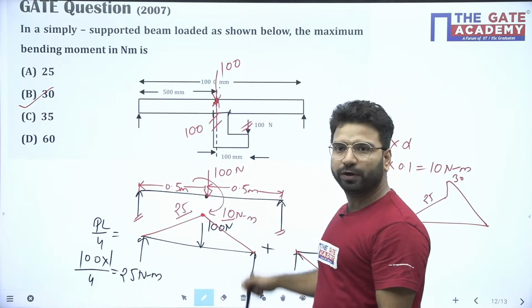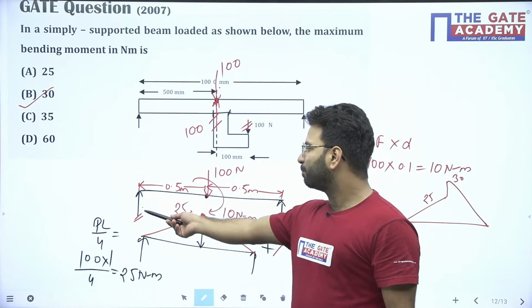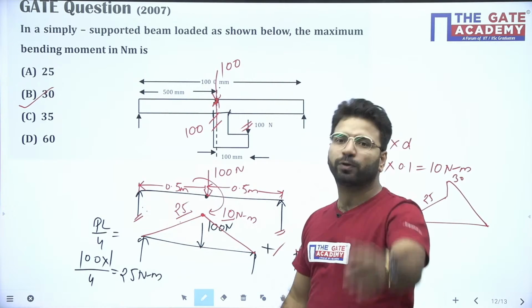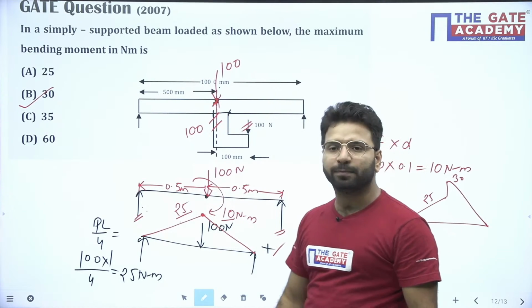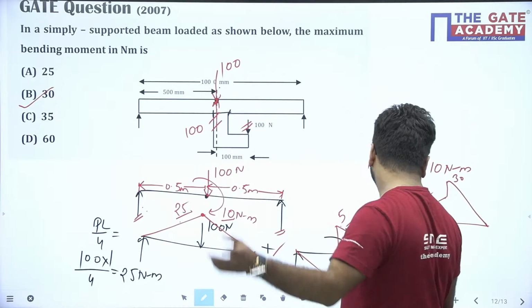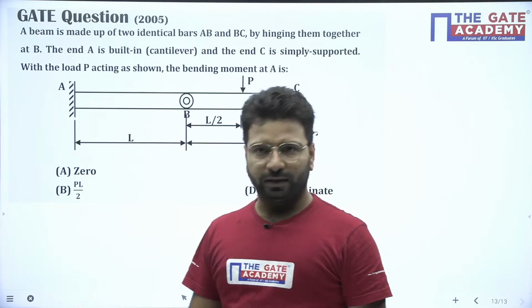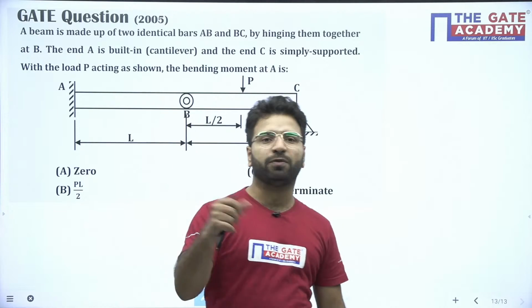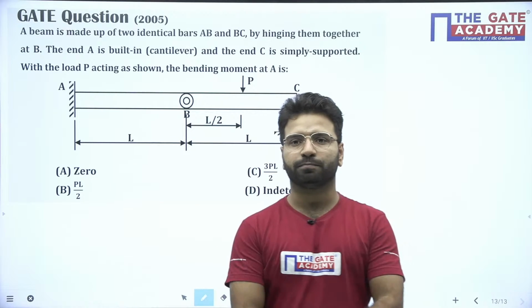Take the effect of the couple also while calculating the support reaction. If you calculate, the support reaction will come 40 here and 60 here. Then you calculate, the answer will come the same. Okay, you can try. Yeah, 40 and 60 will be the support reactions. At one support it will be 40, the other will be 60.